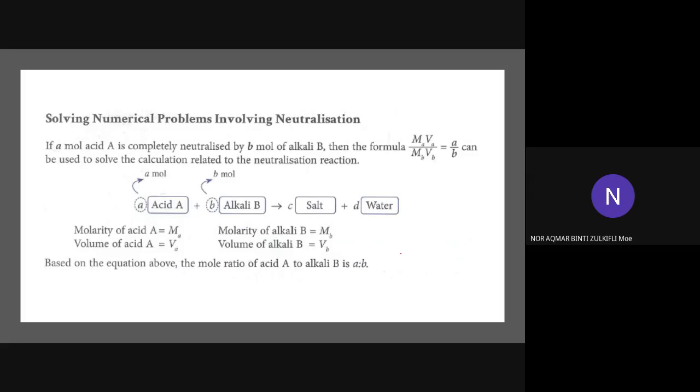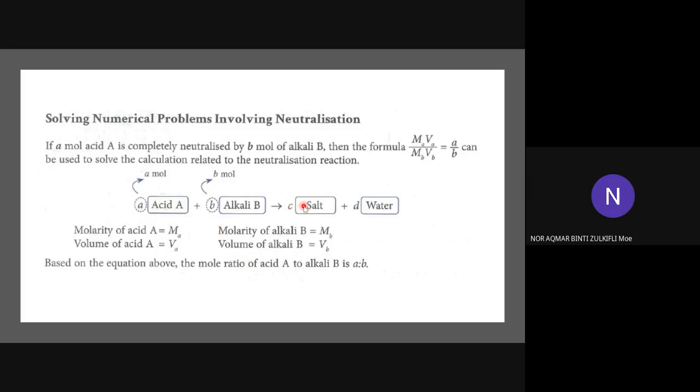Neutralization also has a calculation, so you need to remember the formula. We have acid A plus alkali B, which will produce salt and water. Usually the number of moles here is different, so we need to take note, because from the formula here, MAVA over MBVB equals a over b. So you need to take note of all of this.